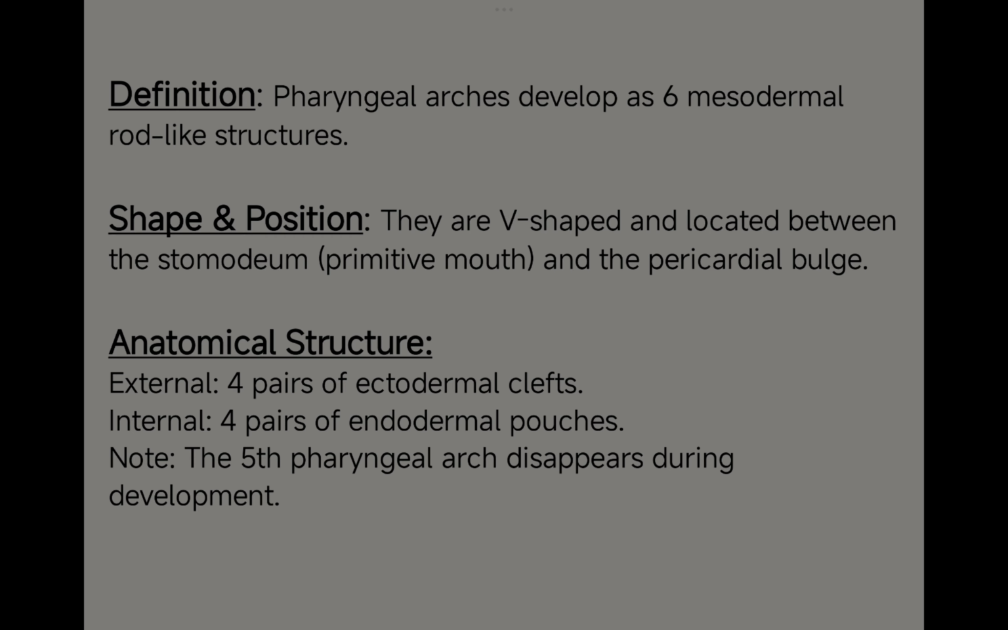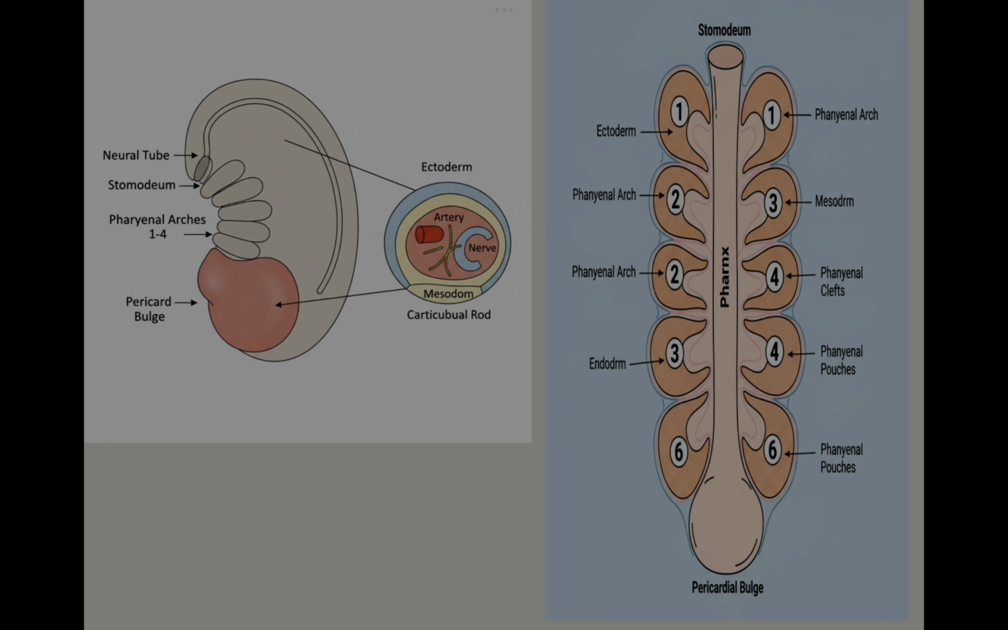If we talk about its anatomical structures, then externally they have four pairs of ectodermal clefts and internally they have four pairs of endodermal pouches. Notable point is that the fifth pharyngeal arch will disappear during the development. As we can see, this is the longitudinal section of the pharyngeal arch.